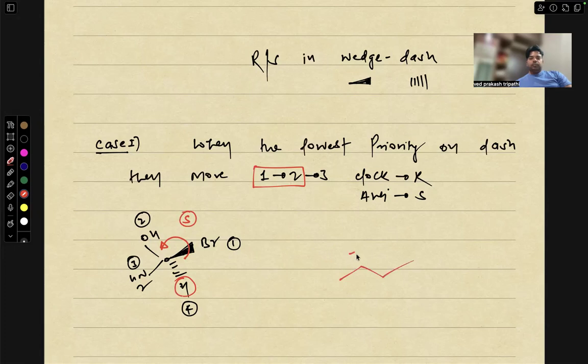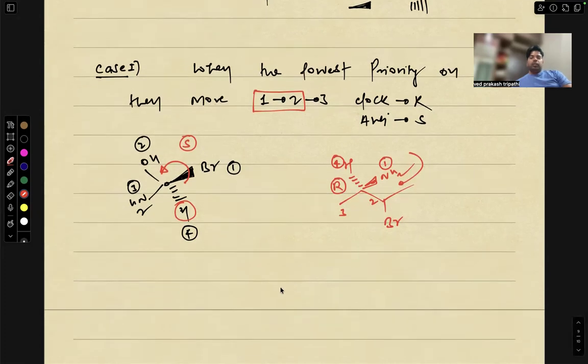Try another one. Here it would be my 1, this bond 2, carbon 3 and hydrogen is 4th. I discussed already how to decide the priority. And when the first atom is same, then compare to the next atom, okay? So now my lowest again on dash, move 1 to 2, going clock, so it would be R.